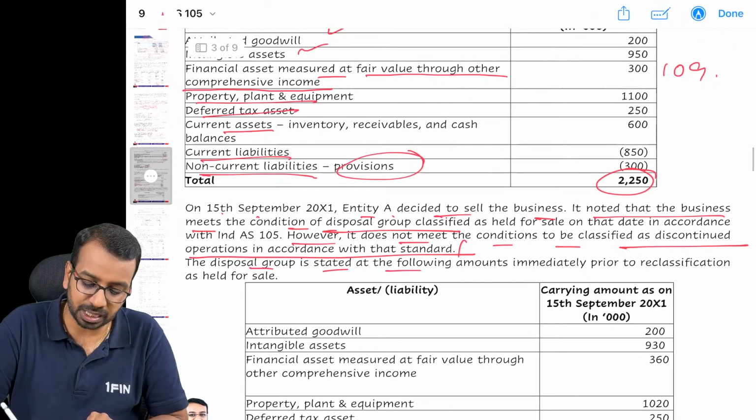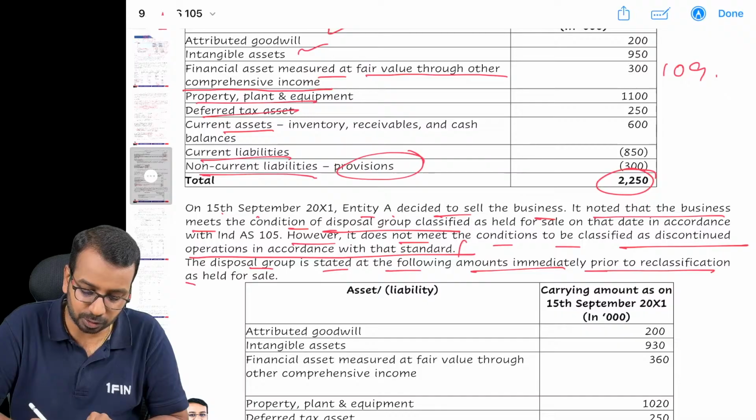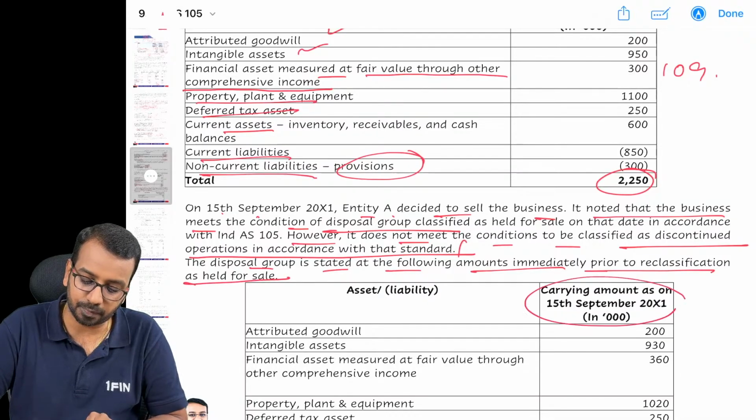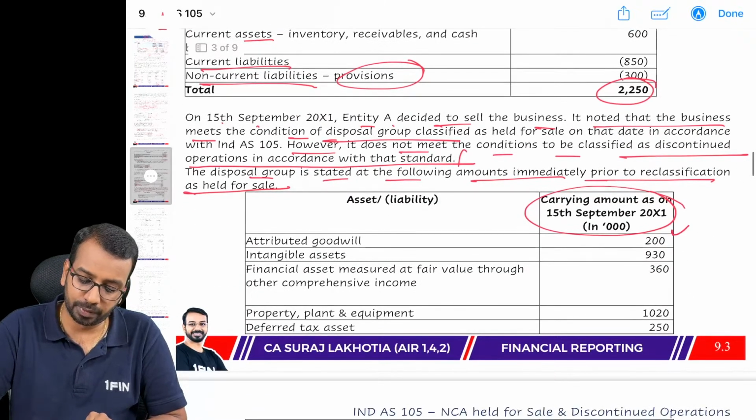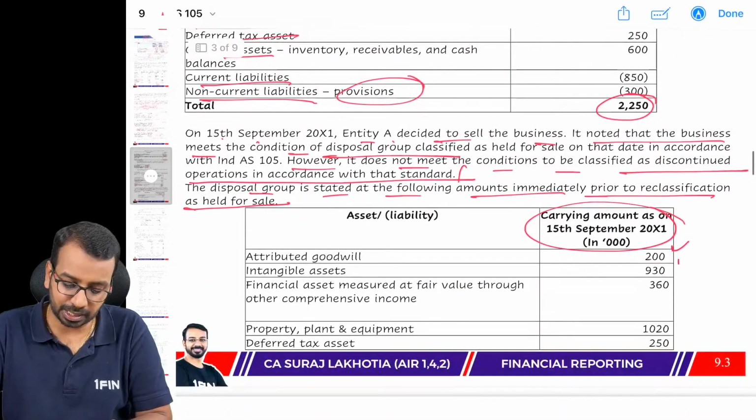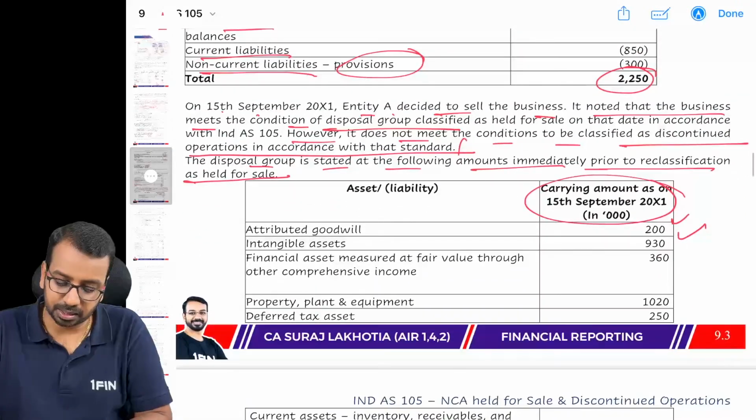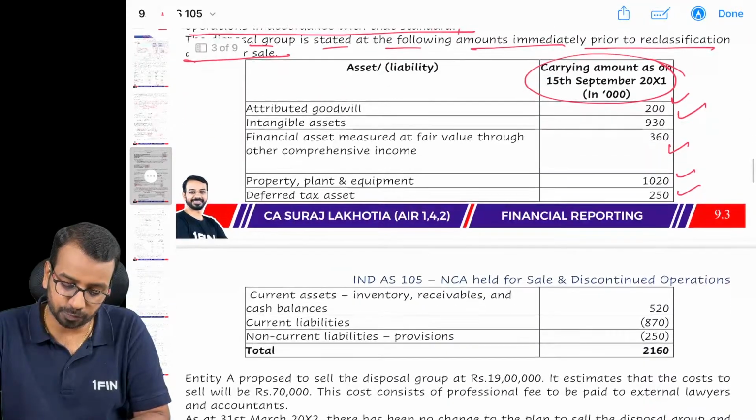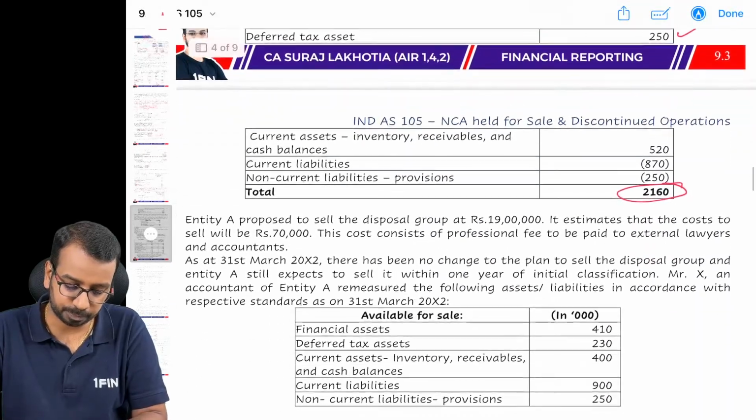The disposal group is stated at the following amounts immediately prior to reclassification as held for sale on 15th of September. Goodwill 200, 950, this intangible asset becomes 930, this became 360, 1020, 250, and so on, 2160.